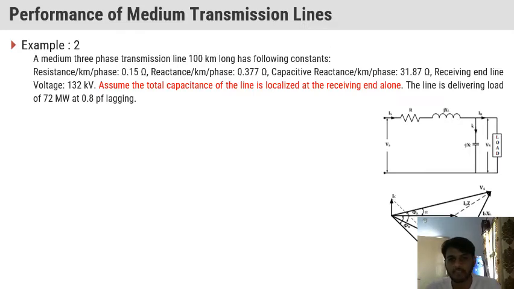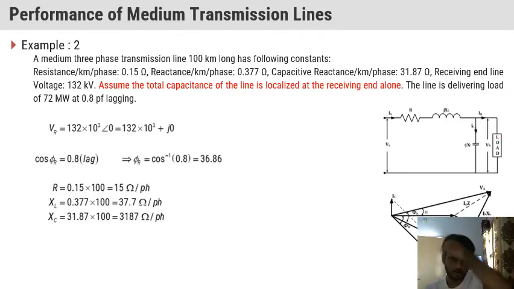Then we have a receiving end voltage of 132 kV. Assume the total capacitance of the line is localized at the receiving end alone. It means that it is the end condenser method, or sometimes examples say to use the end condenser method. Then you have to put the capacitor at the receiving end. The line is delivering the load, which is connected at the receiving end, 72 megawatt at 0.8 power factor.